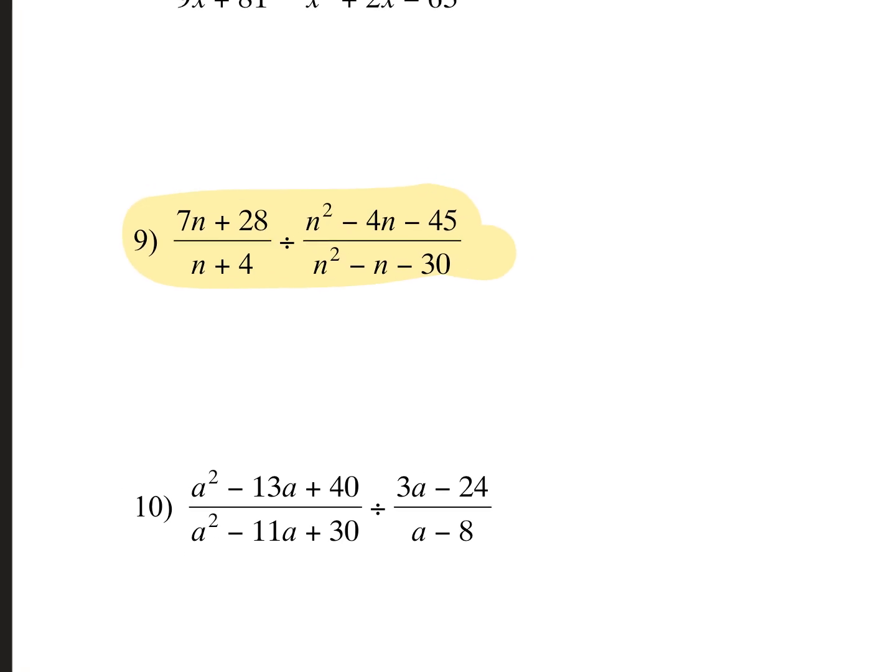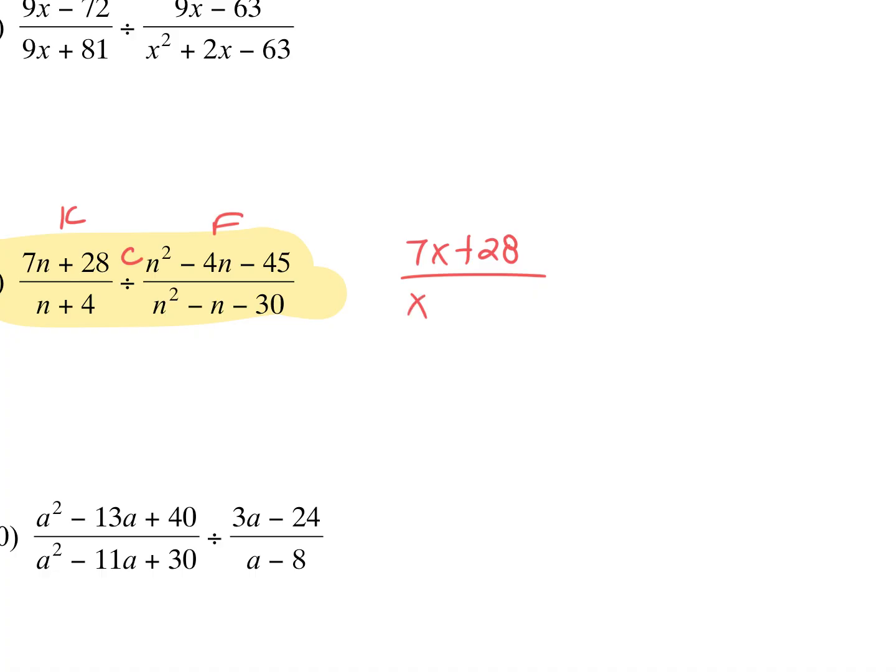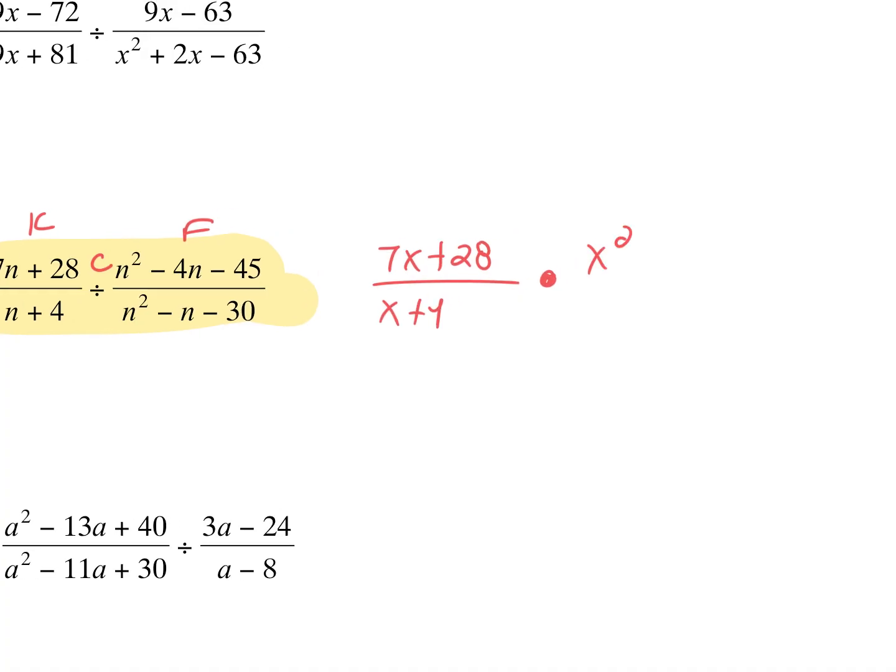Another kind of problem I just want to make sure that we're on top of. What do we notice? What is this problem? It's division. So we need to keep, change, flip. So I'm going to keep 7x plus 28 over x plus 4 times, and then we flip x squared minus x minus 30 over x squared minus 4x minus 45.